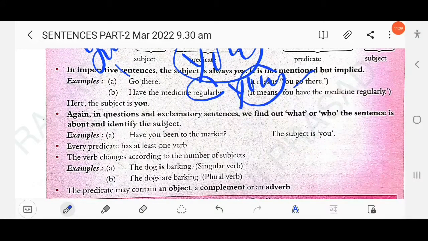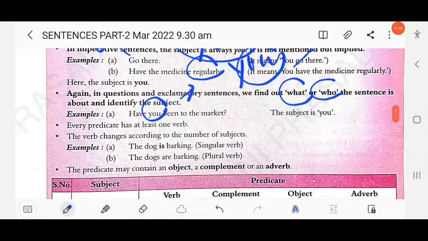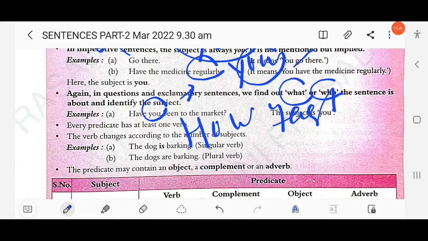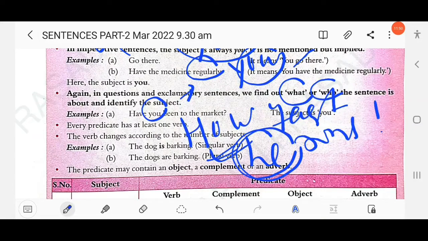Again, in questions and exclamatory sentences we find what or who the sentence is about. Have you been to the market? Yes, the subject is you, that means the action is done by you. Suppose we take an example of an exclamatory sentence: How fast he runs. In this sentence the subject is he. You need to ask who does the action in a sentence, or what the sentence is about. Suppose we take an example: I am a student. Here there is no action being performed. So what is the subject here? I.